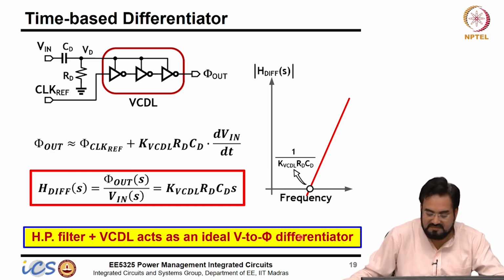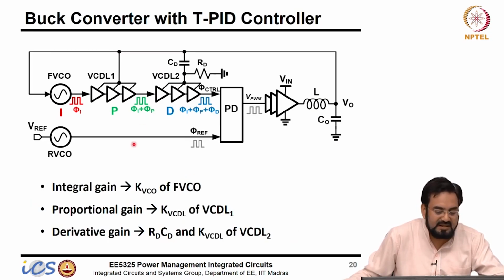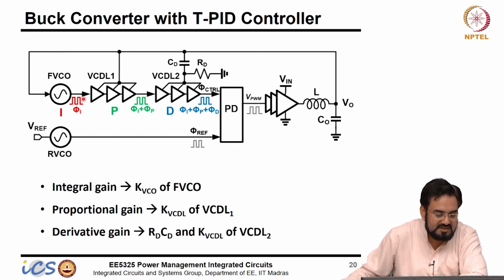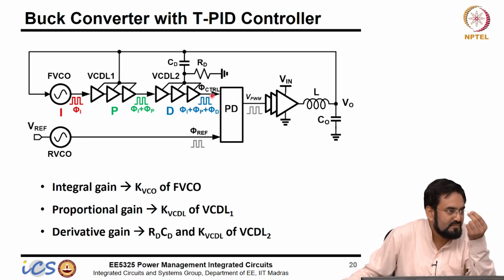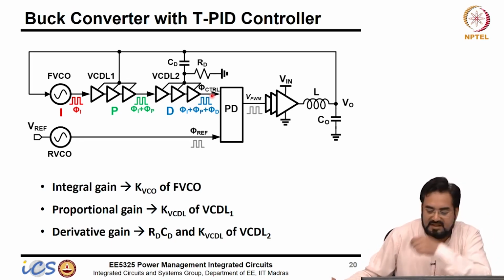So, which means high pass filter plus VCDL acts as an ideal voltage to phase differentiator. Now we have all the three components, and we know that delays are added when you cascade them. So, adding them is not difficult, just keep cascading. This is my integral. Now, VCDL 1 is the proportional, then with the high pass filter another VCDL gives me the derivative component. If this is phi I, this is phi p, the input to this is phi I plus phi p, so the output will be phi I plus phi p plus phi d. So, this phi control will have all three components: integral, proportional and derivative.